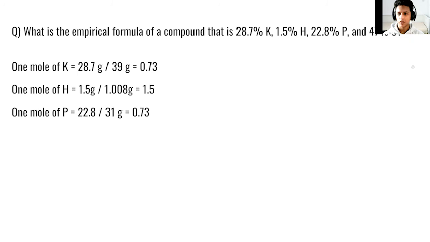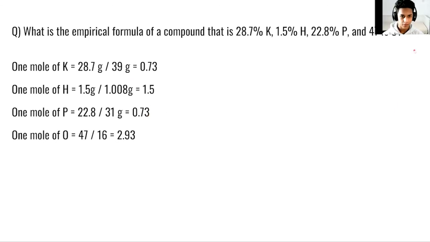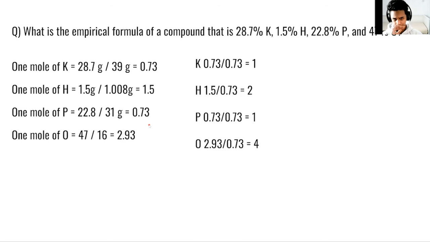And then the last one, oxygen, 47%: 47 over 16, which will be 2.93. These numbers are not the empirical formula. The empirical formula will come in this step. We look at this list, find the smallest number in it, and divide all numbers by this number. Here the smallest number is 0.73, so we divide all of these numbers by 0.73.